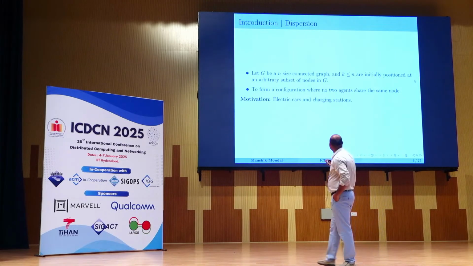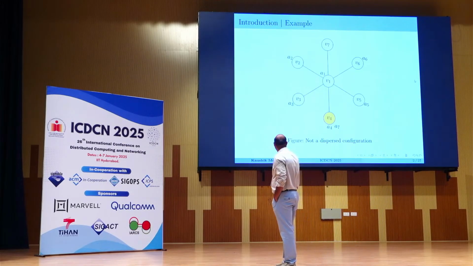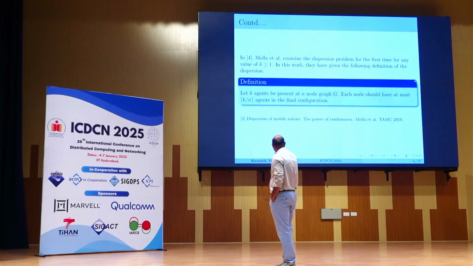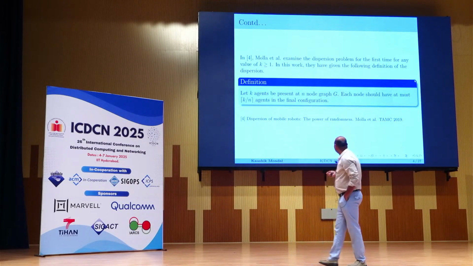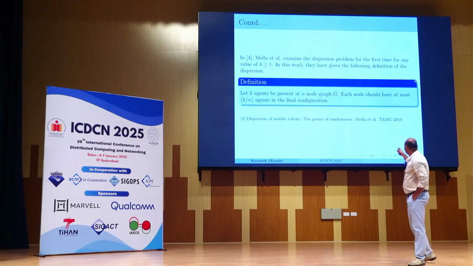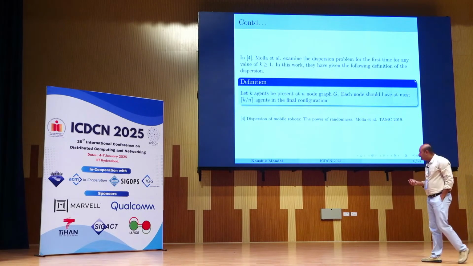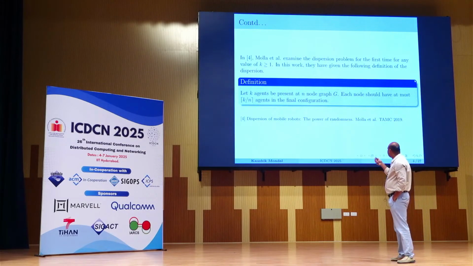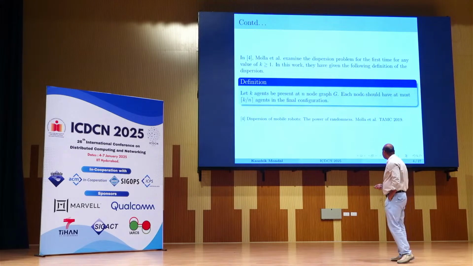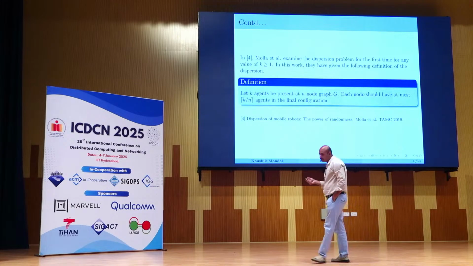Again, these things are the same, so I am skipping them; we have already talked about this. Here something new appears. Moonlight introduced another type of dispersion definition in TMC, where they start with more than n agents. The definition says: let k agents be present in an n-node graph G, and each node should have at most the ceiling of k by n agents in the final configuration.